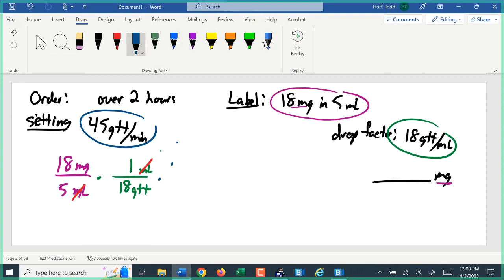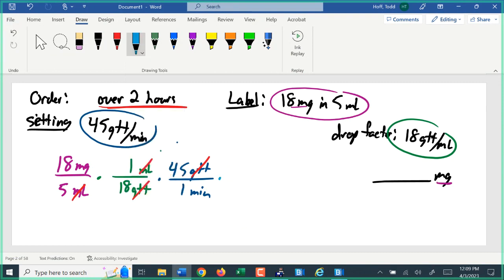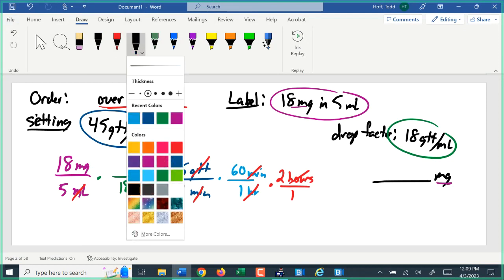We have the 45 drops. Drops will go on top so that they'll cancel out per minute. So the drops have canceled out. We're now in minutes. Well, we don't want the time in here either, but our only other time we have is in hours. So let's go ahead and get rid of minutes. Putting it on top, so 60 minutes is 1 hour. That'll cancel out the minutes. And then we get rid of the hours by using our 2 hours that are specified. The hours will cancel out. So we go ahead and multiply on top here.